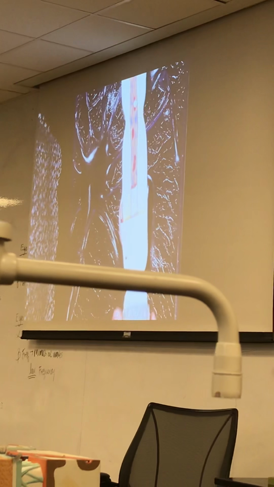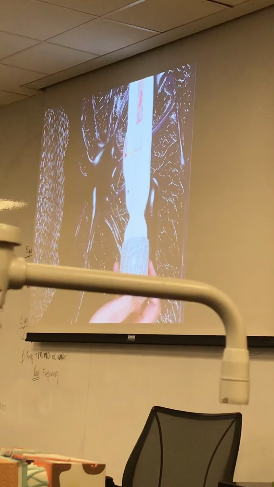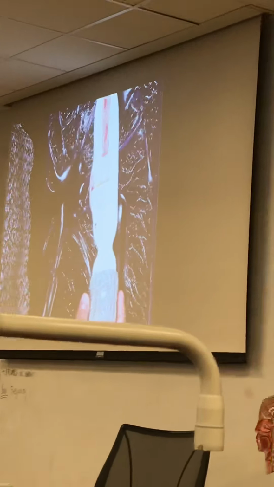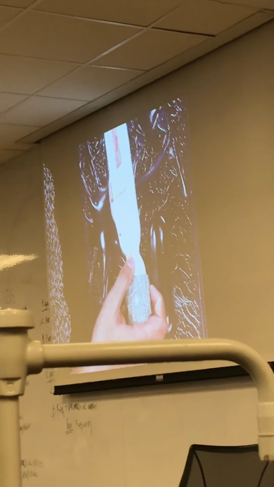So if you remember, this is the innermost connective tissue, and the nomenclature is very similar to the muscles, where you had epi and peri and endomysium. Now instead of mysium, you have neurium. So this is the endoneurium that sits right on the surface of the myelin sheath.